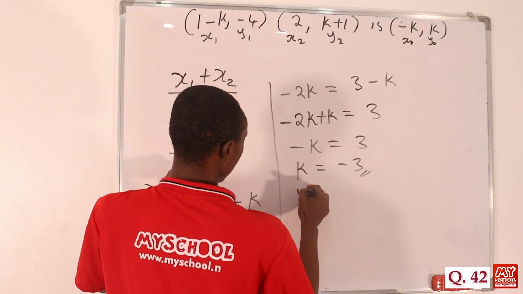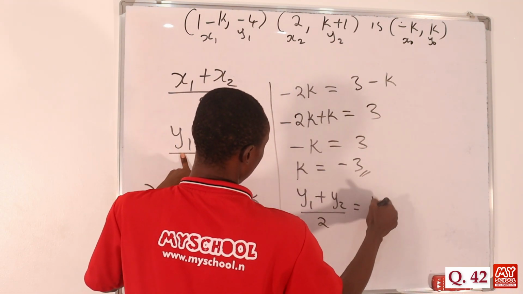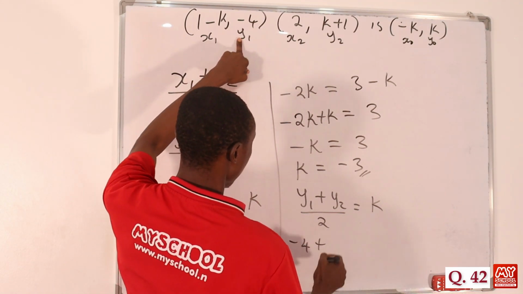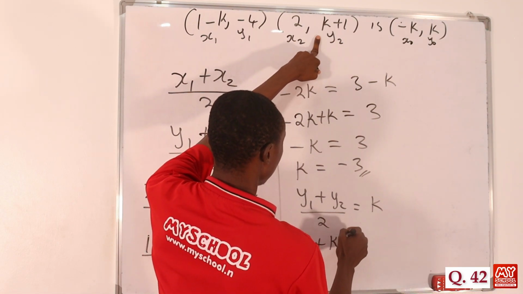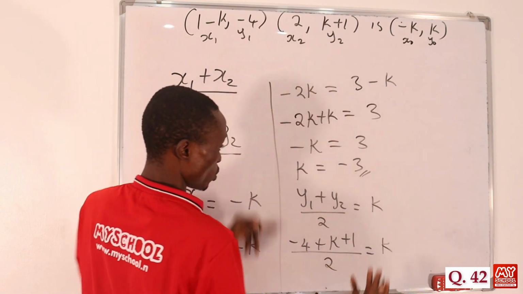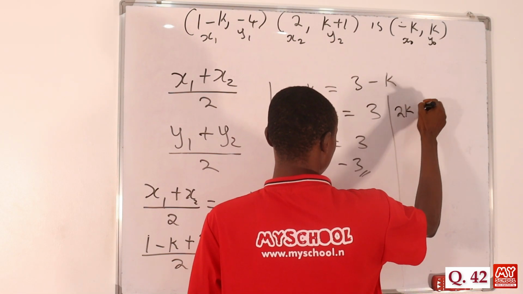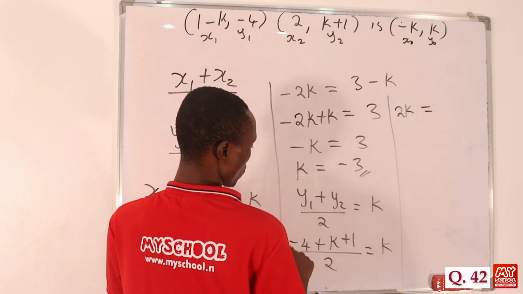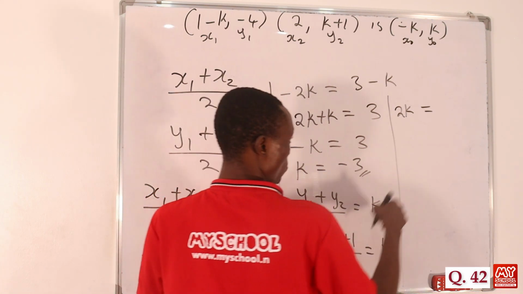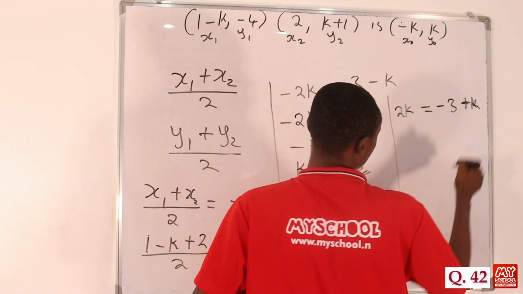So for y, we have y1 plus y2 all over 2 is equals to k, right? Now remember, our y1 is minus 4, then plus our y2, which is k plus 1, all over 2, is equals to k. So we just cross multiply. If we cross multiply, we'll be having 2k to be equals to, so let's simplify this part. Minus 4 plus 1, that will be minus 3. So we'll be having minus 3 plus k.